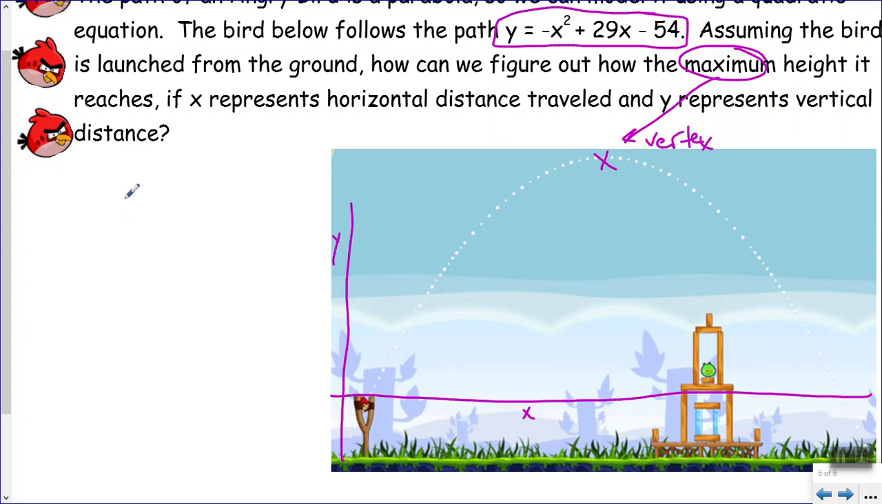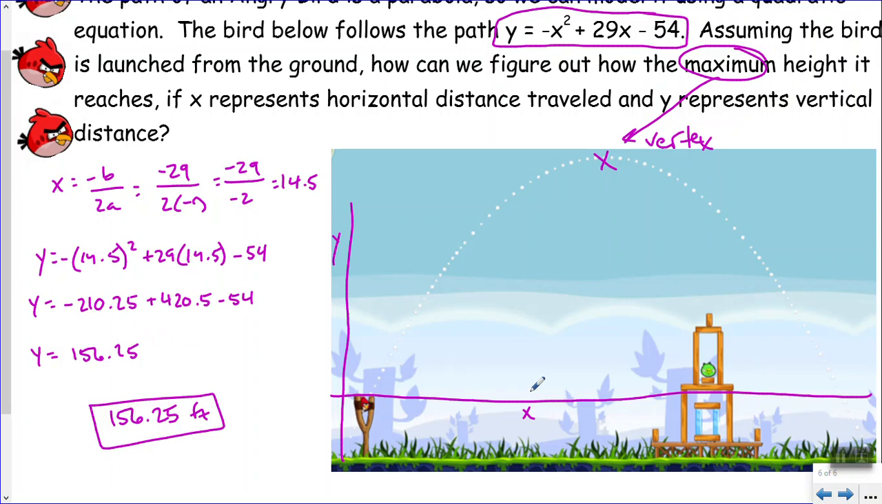But in order to find the y-coordinate, we first need to find the x-coordinate, or the axis of symmetry. So we're going to use our axis of symmetry formula here. We're going to have negative b, or negative 29, over 2a, 2 times negative 1. That gives us negative 29 over negative 2, or 14.5 for our axis of symmetry. So that means when we're at that maximum, we've traveled 14.5 feet horizontally. And now we need to substitute that back in to find the y-coordinate. So go ahead and try that now and see if you can figure out the maximum height that we reach.